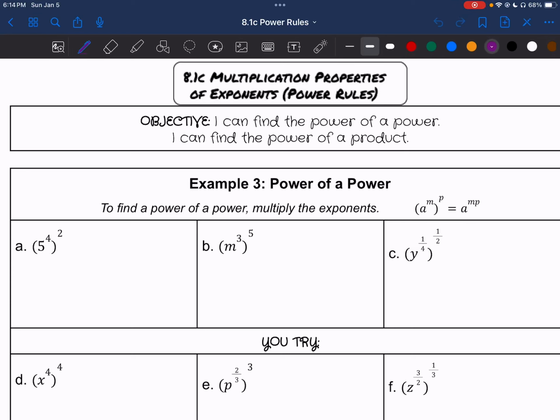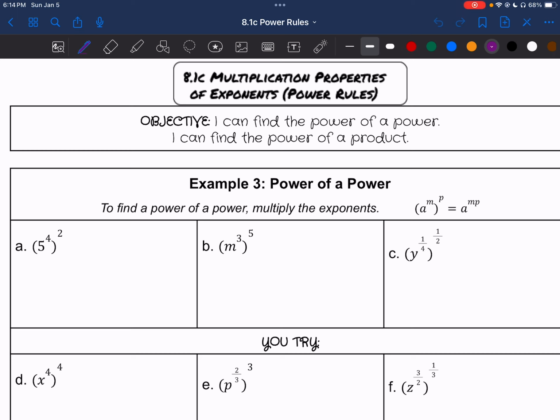Hello, and welcome to Module 8.1c, Multiplication Properties of Exponents, the power rule. Our objective for today is that I can find the power of a power, and I can find the power of a product. So let's start by defining what this power rule is.